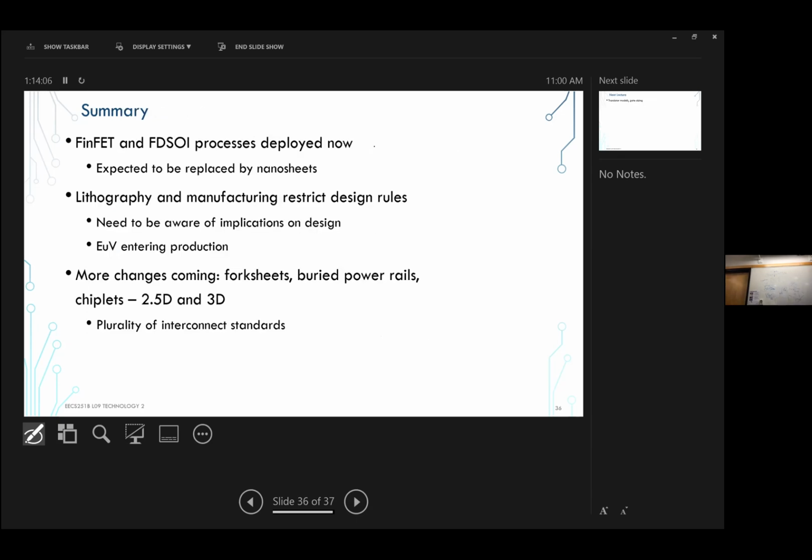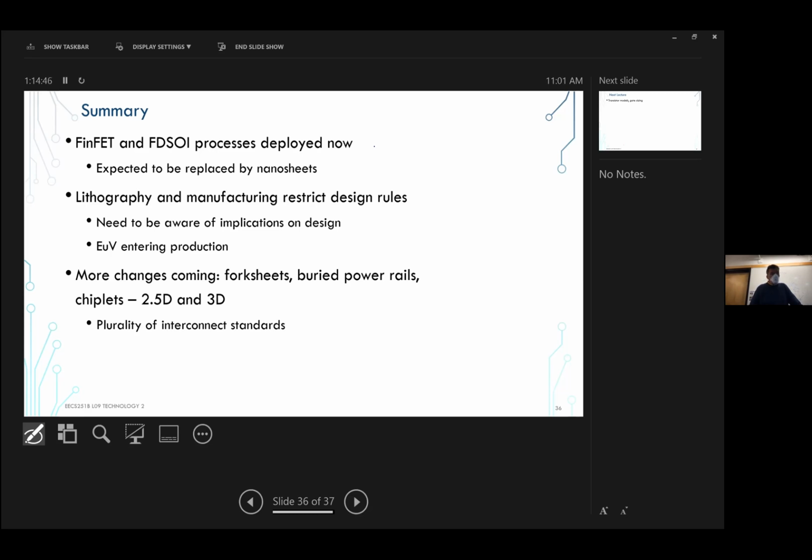All right, so that's it. We have seen implications of FinFETs, a little bit of FDSOI on our design goals. Also, we have seen implications of lithography, and we need to understand what they are. We have more interesting stuff coming. These fork sheets, buried power rails, and chiplets are going to make designing things a little bit more interesting again, but they'll be fun as well.